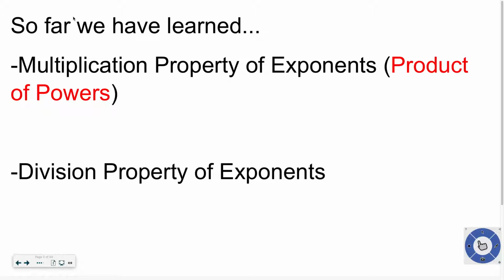We've learned two properties. We did the multiplication property of exponents, which we can also refer to as the product of powers, where we know if we have the same base, we can add our exponents. Yesterday, we introduced the division property of exponents. If we have the same base, we can subtract our exponents, the numerator's exponent minus the denominator's exponent.